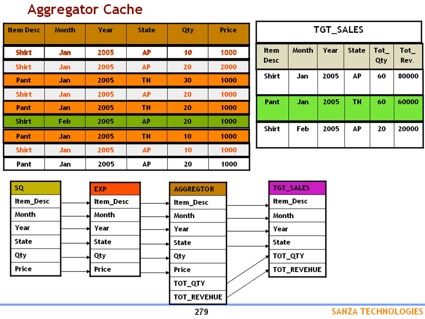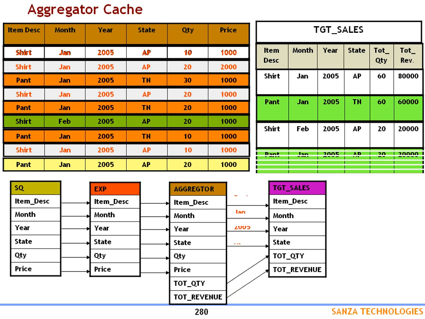So the last unmarked record is pan January 2005 AP. Now it will mark it, and since that is the last record, it will send it to the target table. This is how the aggregator transformation works.